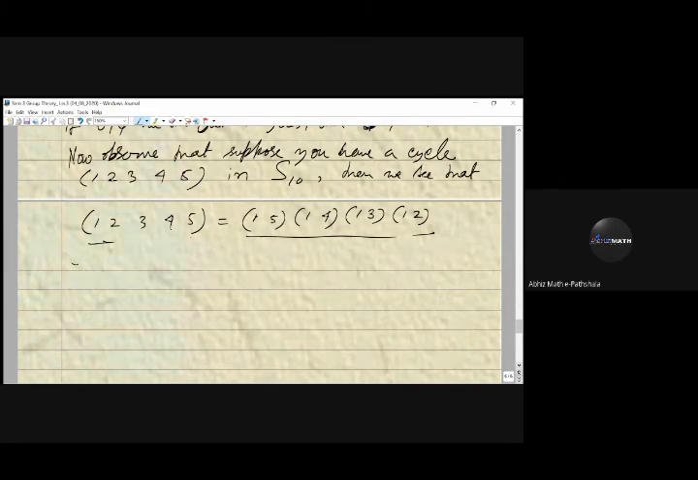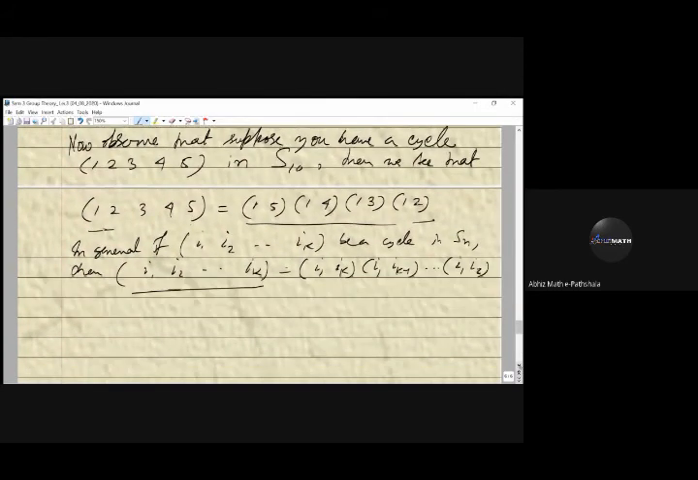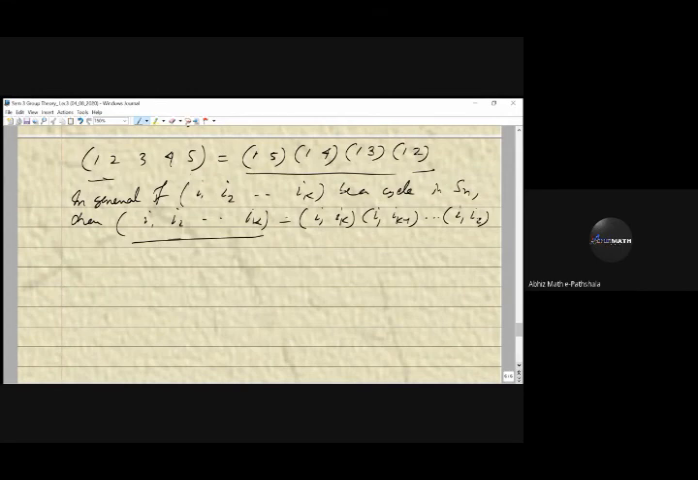That is, in general, if (i1 i2 ... ik) is a cycle in Sn, then you see that (i1 i2 ... ik) can be represented as (i1 ik)(i1 ik-1)...(i1 i2). This product will be equal to this cycle. So in view of this observation, we can actually have that.